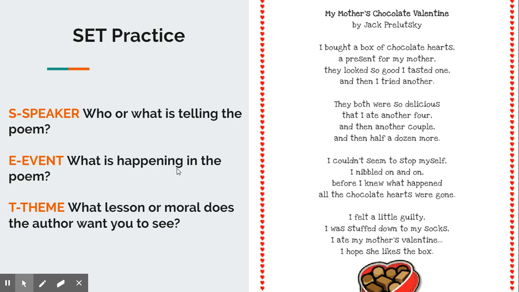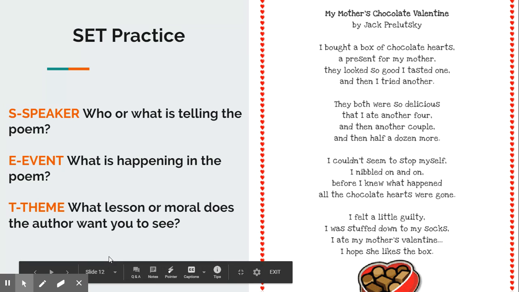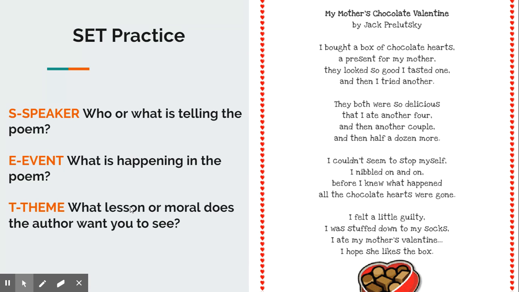So let's practice really quick. I'm going to have you guys read this poem. Think about who the speaker, event, and theme are. And when you're ready, you're going to pause it, press play, and see if you got the answer right, because I'm going to tell you what the speaker, event, and theme are.